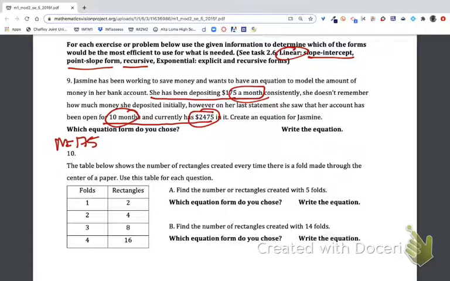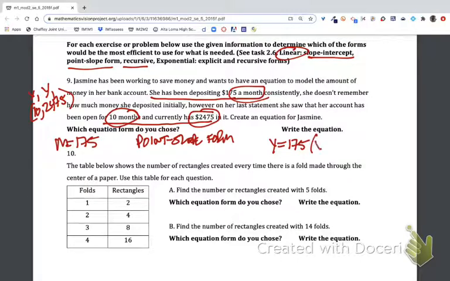The tricky part is knowing that we actually have a coordinate, a point. 10 months gives me 2,475. So I know that I have 10 months, $2,475. So I have an x1 and a y1, which means that I'm going to use point slope form. And when I write that out, I would end up with y equals, your slope is 175, so your rate of change is 175, x minus x1, which is 10 months, plus $2,475.